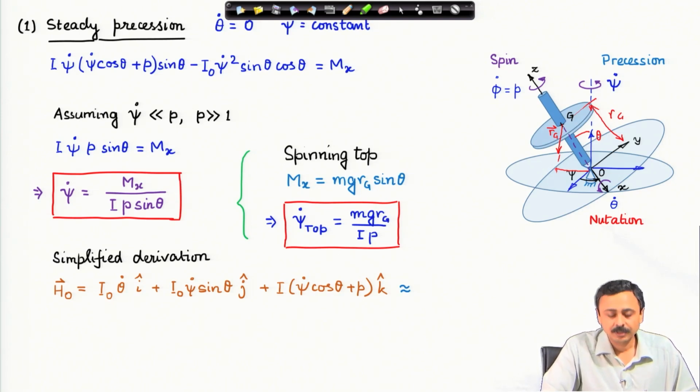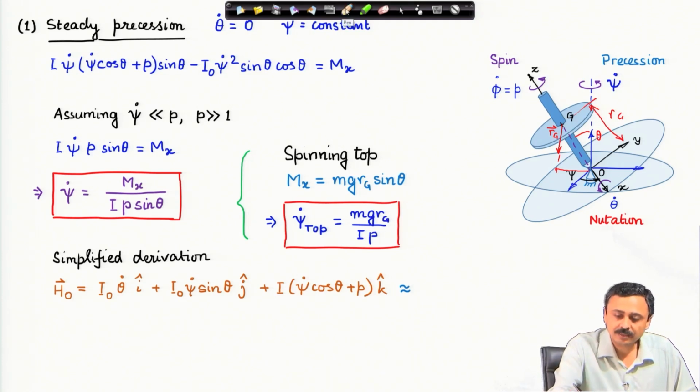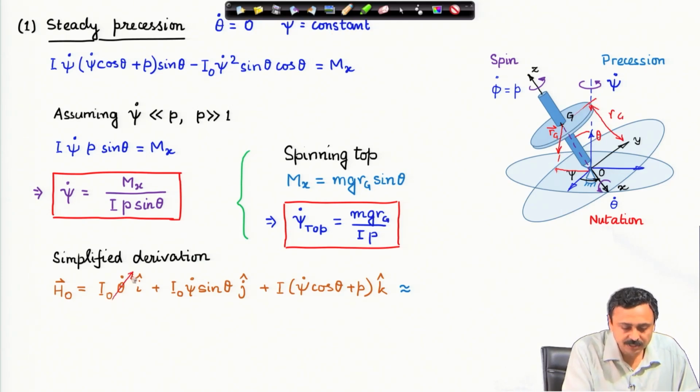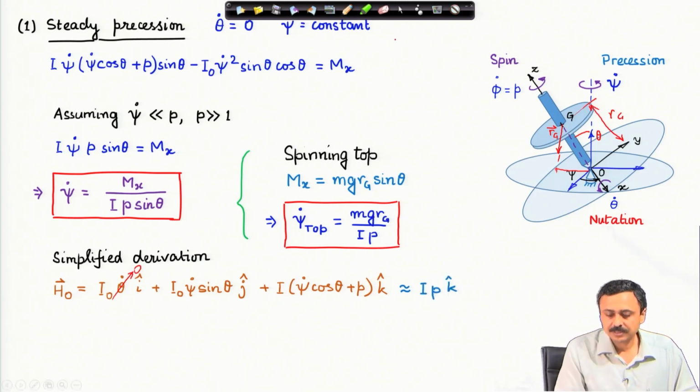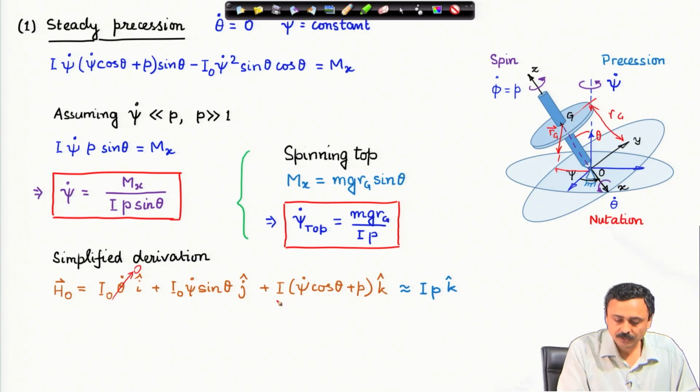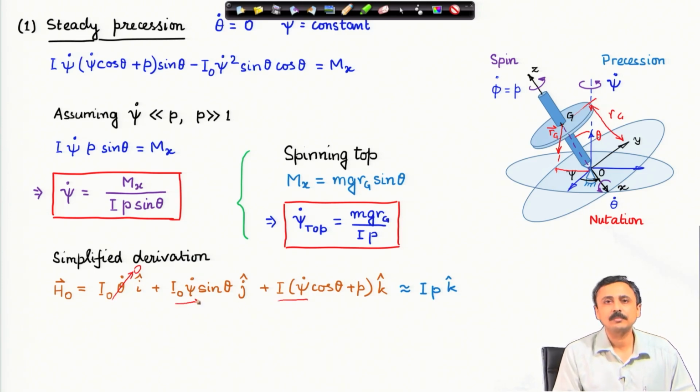This is the net angular momentum about O. There is no approximation till now. If I say that it is a case of steady precession and the precessional angular velocity is negligible compared to the spin, then first of all steady precession means theta dot is 0, theta is constant, and I am going to drop out any contributions from psi. Therefore, I can write this simply as I p k cap. I am dropping out all these terms involving psi dot, considering that they are quite small. I am assuming steady precession with very low precessional angular speed. Then my angular momentum just becomes, very simply, I p k cap.